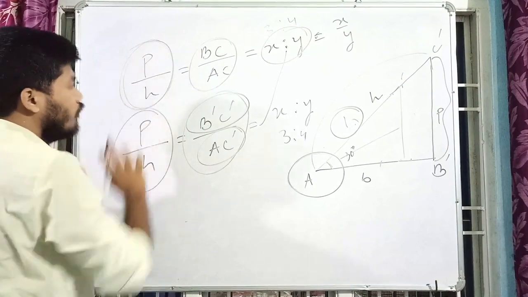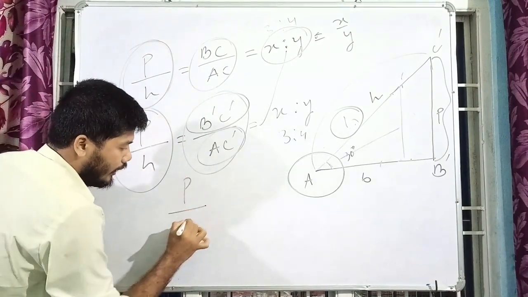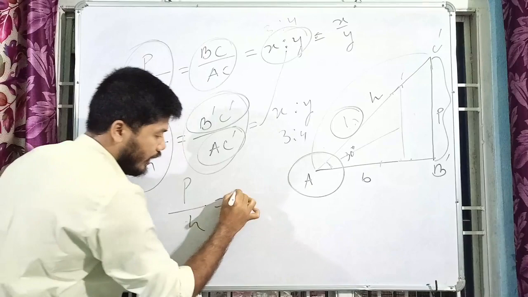And we have a name for it. For perpendicular to the hypotenuse, we have a name, that is sine.